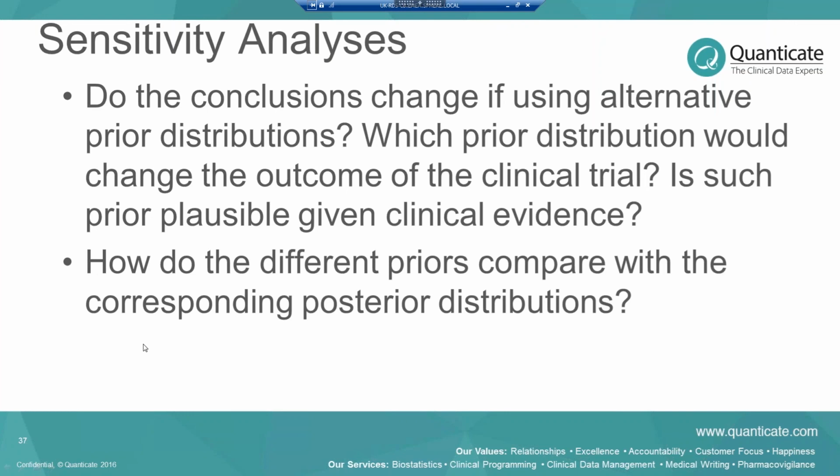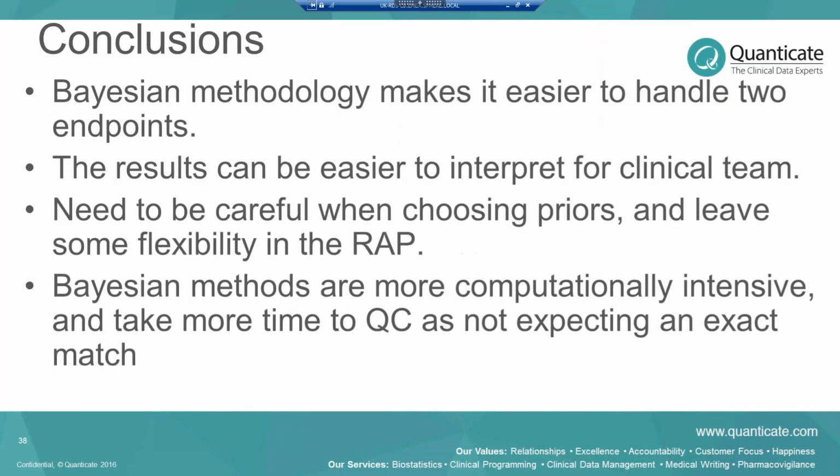So I found this methodology really complicated to use, very time consuming. It's also really difficult to QC because you don't get an exact match. Like the QC and the production side, you're not going to get exactly the same numbers. So you have to go through manually and check whether you think the numbers are within an acceptable range. But the plus side of it is you get this really nice way of interpreting the results, which is easier for a clinical team to understand and easier for them to make decisions.